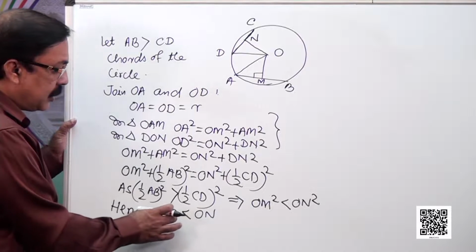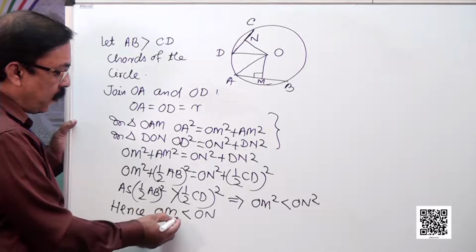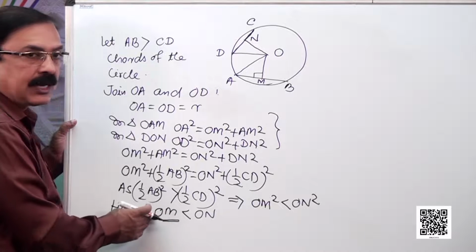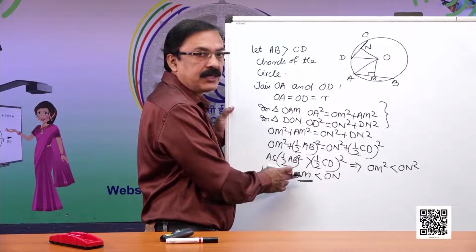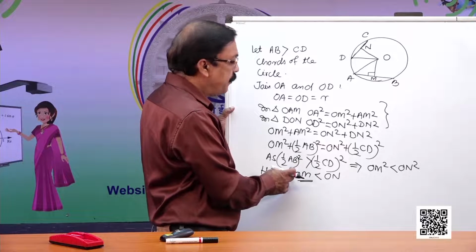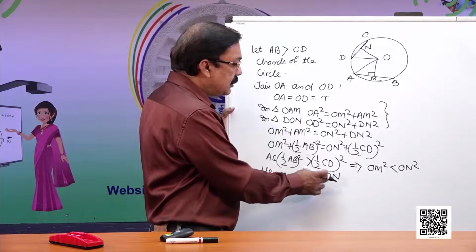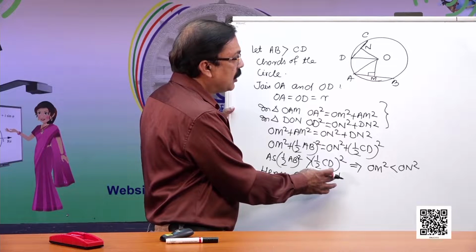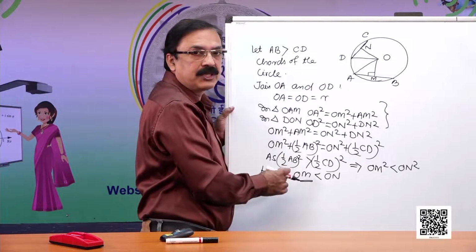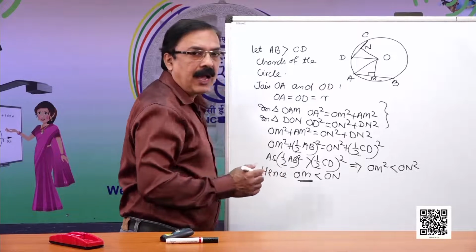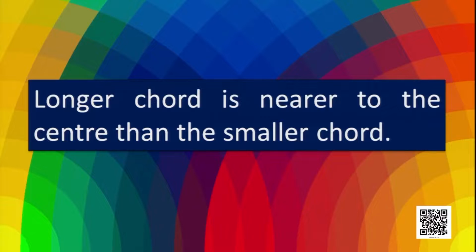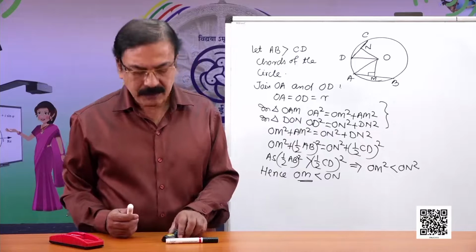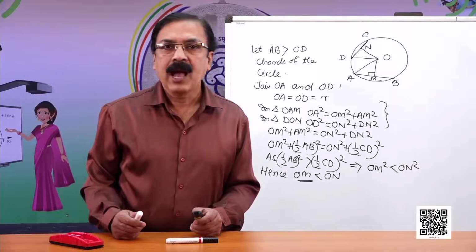That means, what is OM? OM is the distance of AB from the center. So the distance of AB from the center is less than the distance of CD from the center. So as we see here, the longer chord is nearer to the center than the smaller chord. From this, we can have another result.